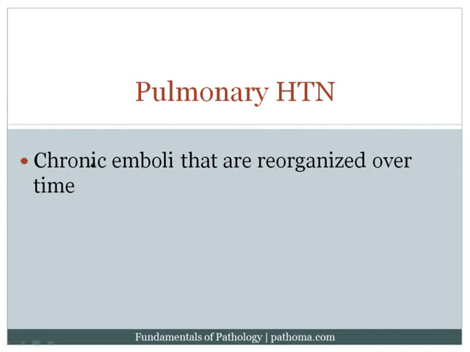One final complication, or final consequence, I should say, of pulmonary emboli is that if you have chronic emboli over a long period of time, those emboli can be reorganized, and when they're reorganized, the patients develop pulmonary hypertension. So pulmonary hypertension, which would be high blood pressure in the pulmonary circuit, is a complication of chronic emboli that get reorganized over time.